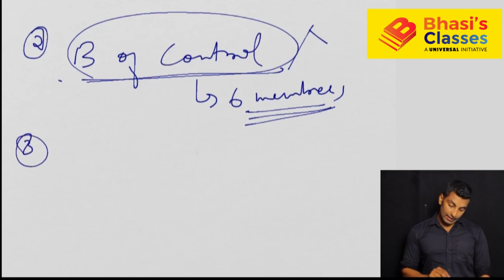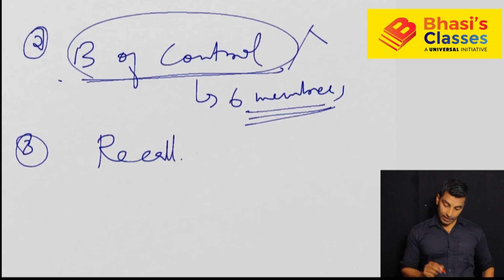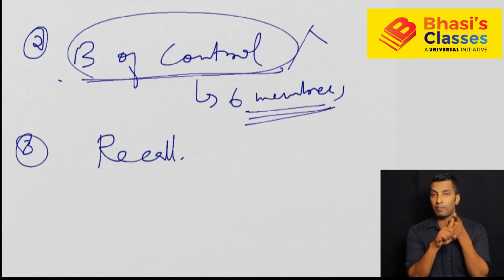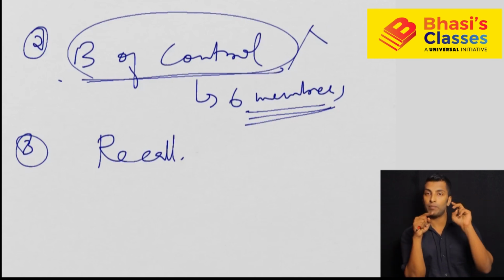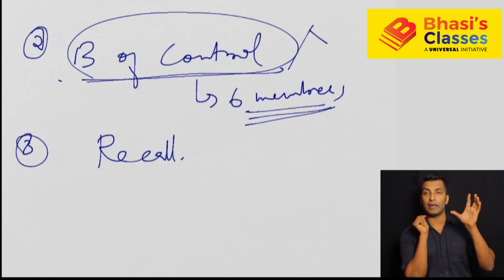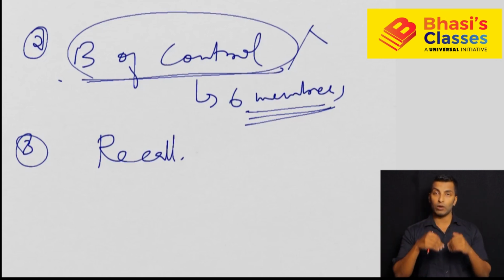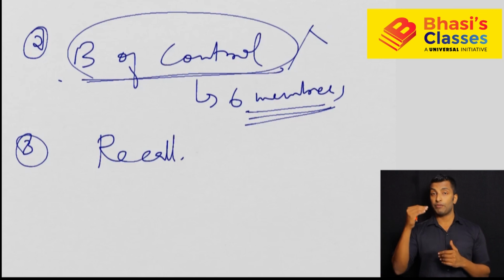Third point is about recall. See, I told you already. Here also, the Governor General is appointed by the company and 3 members were appointed by the Crown. Earlier also, in the Regulating Act of 1773, it was the same. The Governor General is appointed by the company because he is the head of the company, and the 4 members were appointed by the Parliament. Here also it is the same. So, if the 4 members were appointed by the Crown, you can call back these 4 members. In the second case, 3 members. So, you can call back the 3 members.